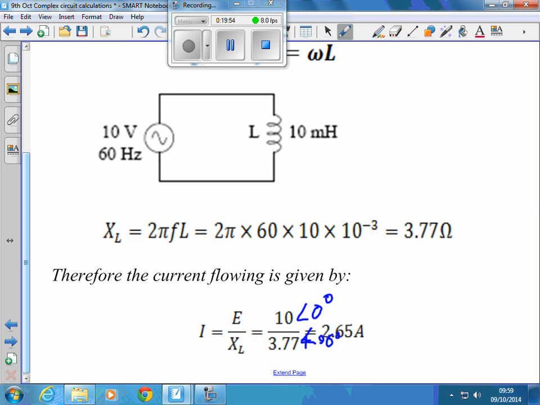Now doing the complex arithmetic, 10 divided by 3.77, still 2.65 amps. Angle, and then how do we do this? What do we do with the angles when we divide two polar complex numbers? We take the bottom one away from the top, so it's minus 90 degrees. So the current in this circuit is lagging the voltage by 90 degrees. Does that fit with CIVIL?